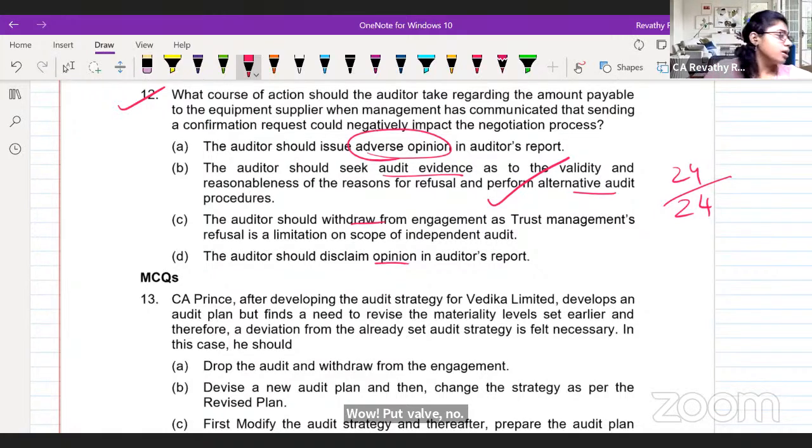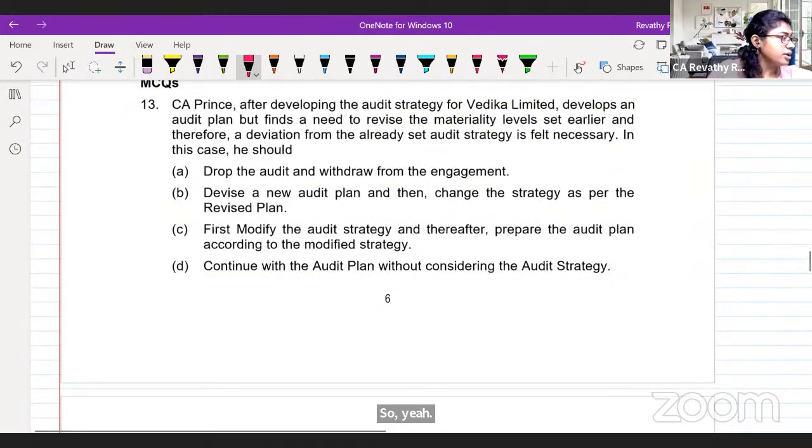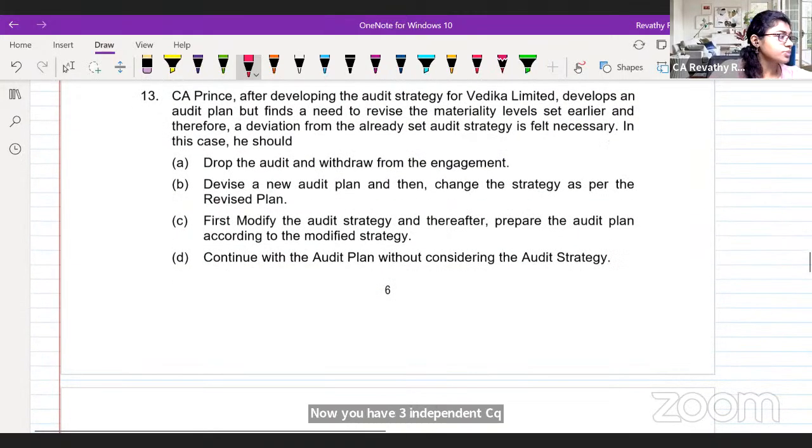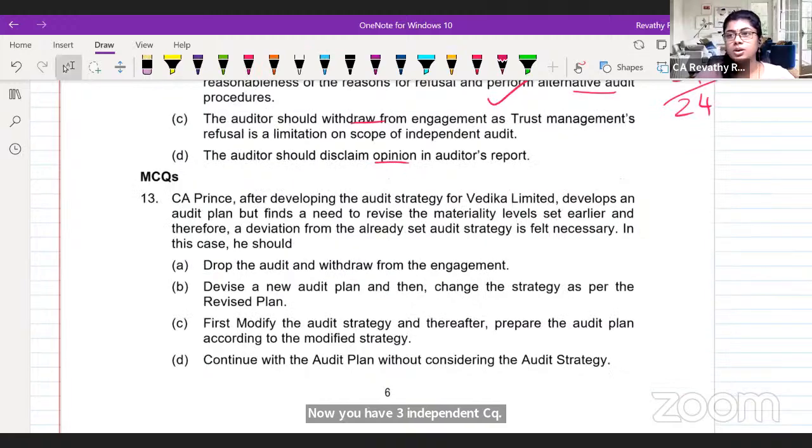So yeah. Now you have 3 independent MCQs. Only 3 MCQs. So I'll give you rest after the 3 questions. It's just the independent questions, guys. All are easy.